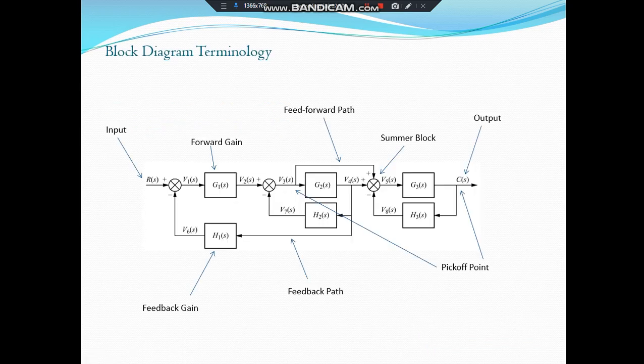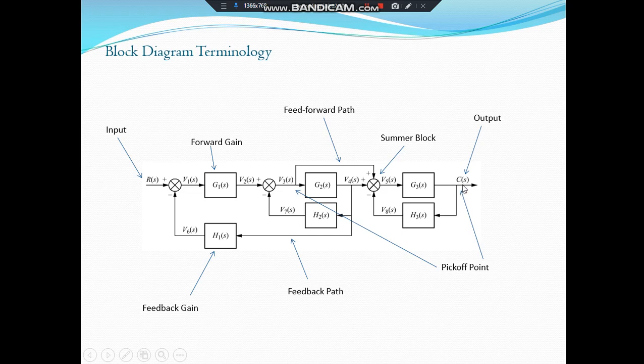Before starting the block diagram technique, we should be familiar with these terms. This is the simple block diagram. We should know that R of S is always used for the input. G of S is the forward gain of this block diagram, and if the arrow is coming from the forward path and ending at the forward path summing junction, that will be the feed forward path. And this circle with the cross sign is called the summing junction.